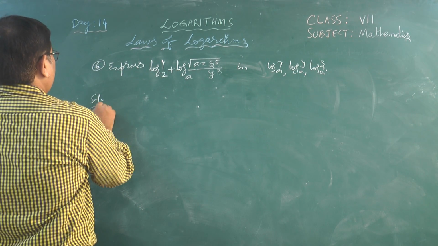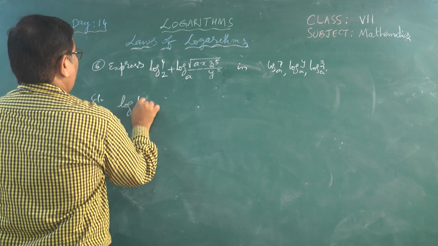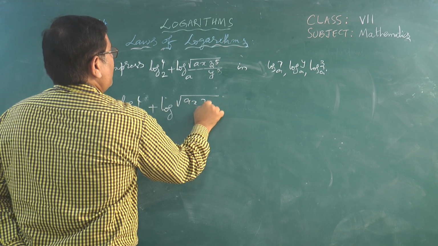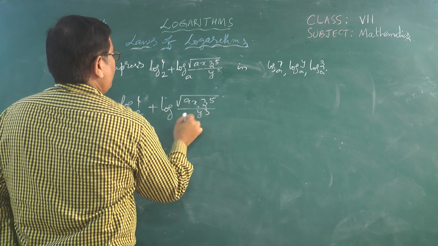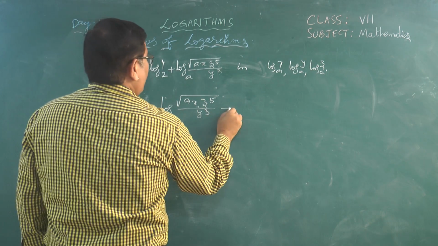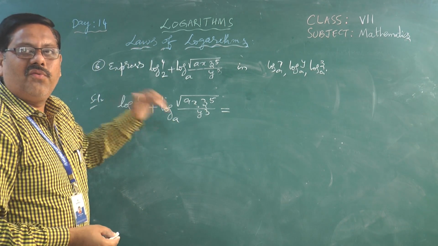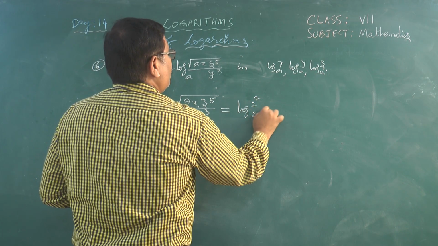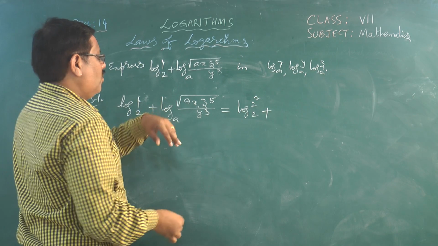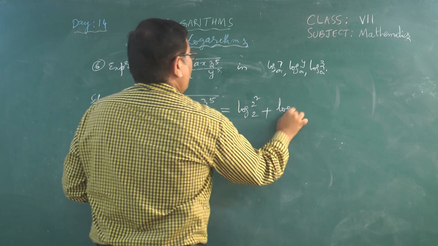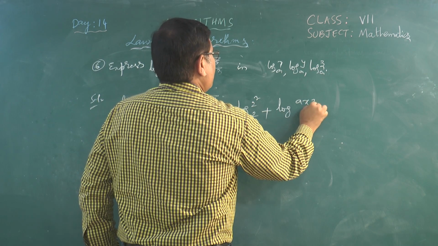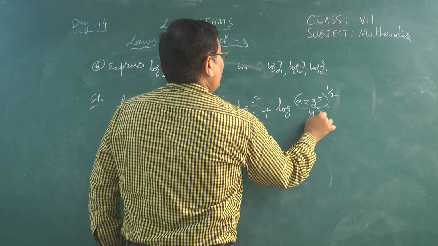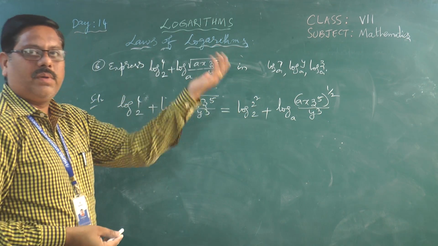Now let us see that. We have log 4 to the base 2 plus log root over a x z power 5 by y cube. I am writing the given question as it is. That is going to be log 4 to the base 2. 4 we can write as 2 square. So it is otherwise log 2 square to the base 2 plus it is log root over. So I better write it as log a x z power 5 whole power 1 by 2 by y cube to the base a. Root we can write as power 1 by 2.